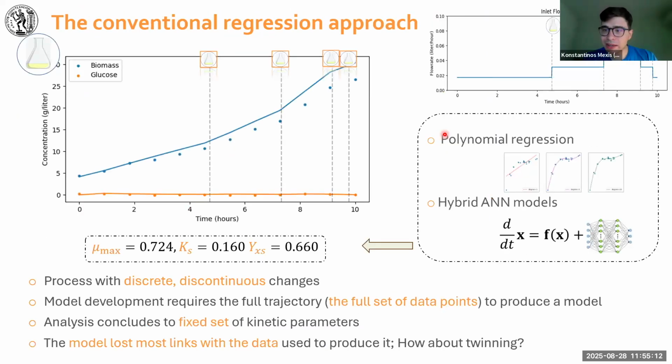So the traditional regression-based or hybrid machine learning models require access to the full experimental trajectories. These data are only available once the process has finished, and we need all of this data in order to build a dynamic model. In addition, this approach results in fixed parameter sets, which means that much of the connection to the real-time data is lost, limiting the ability to adapt or learn during the process.